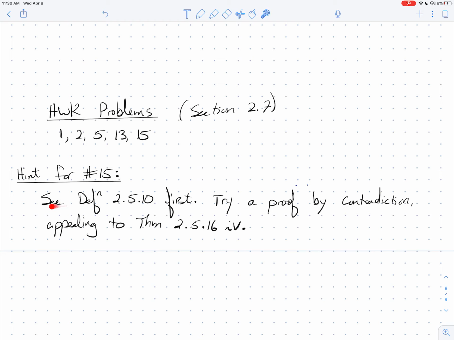I did want to give you a hint for number 15. I wanted you to start with this definition. Go back and read it and make sure that you're familiar with definition 2.5.10. I encourage you to try to prove 15 by contradiction, and I want you to pay very close attention to theorem 2.5.16, part number 4. That will be useful for you.